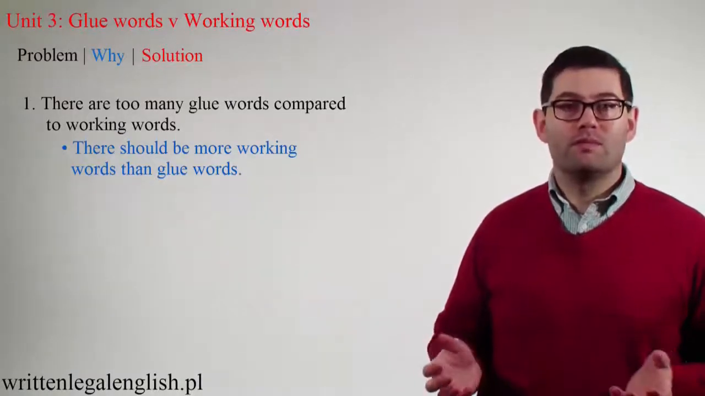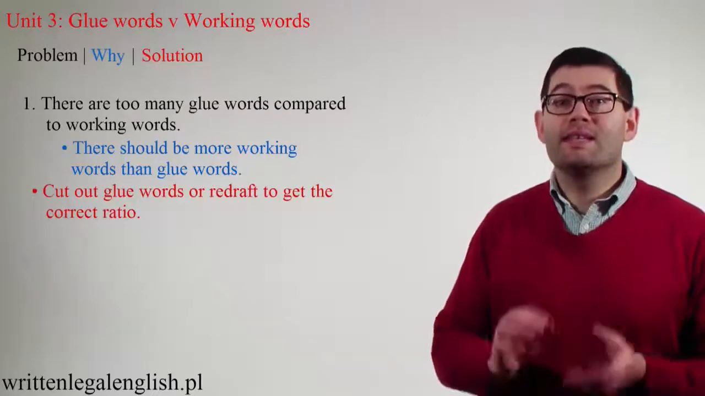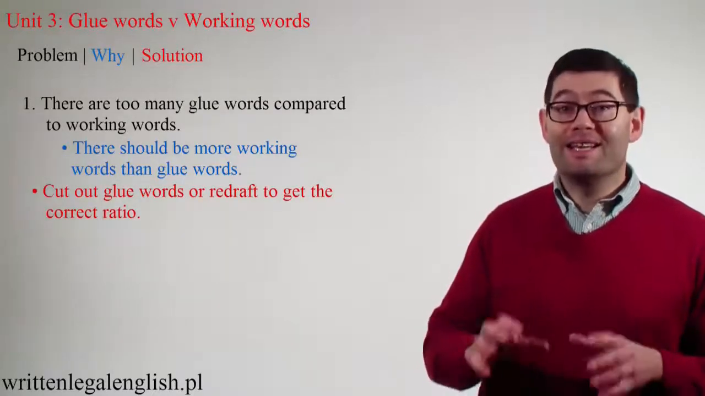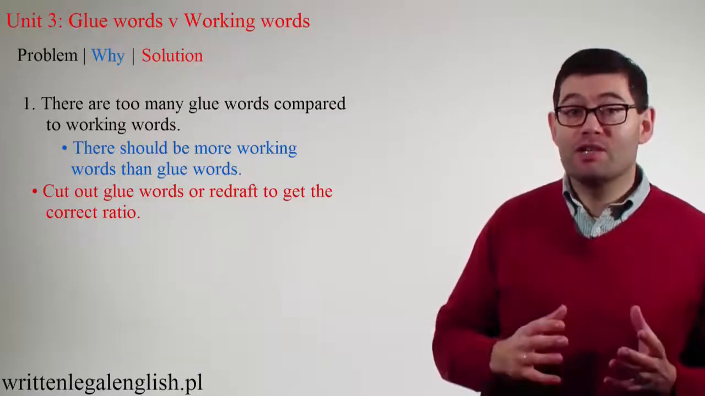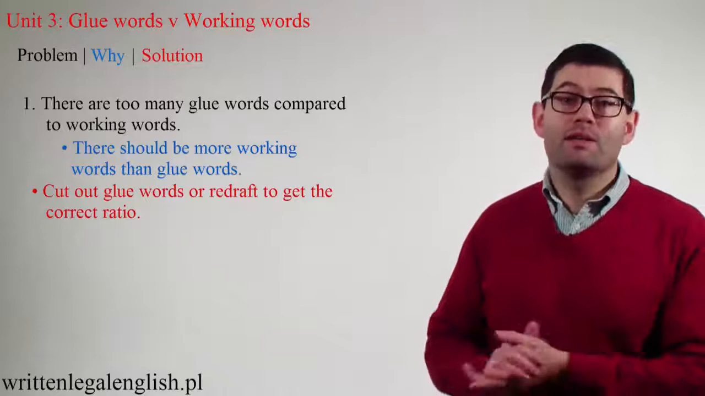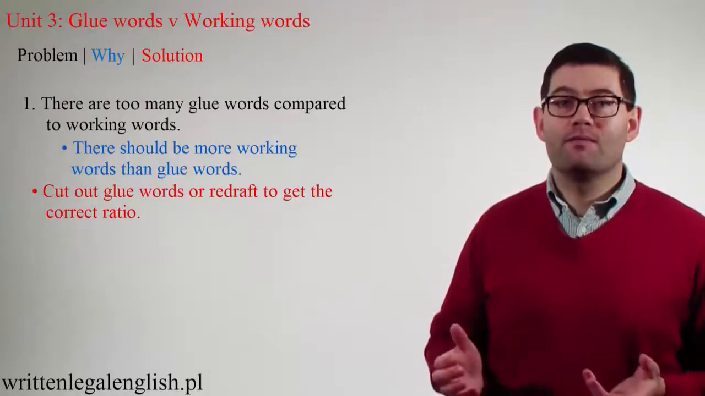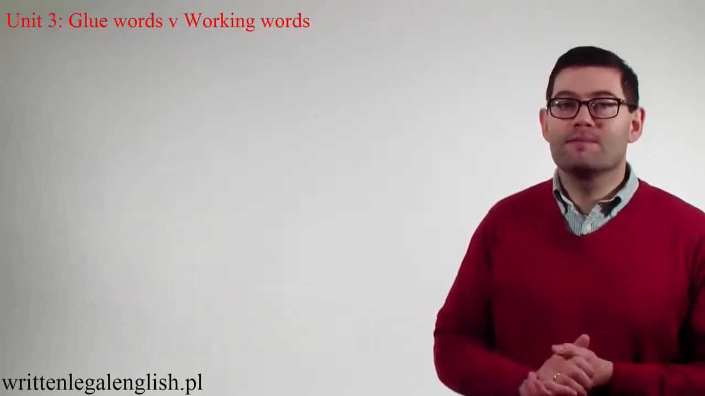What's the solution? Analyze your writing to identify uses of glue words and cut these glue words out, or redraft the sentence to get the correct ratio between glue words and working words. How? When writing and editing our work, we have to think about the amount of working words we use compared to glue words. Well, there are a number of ways that we can do this.